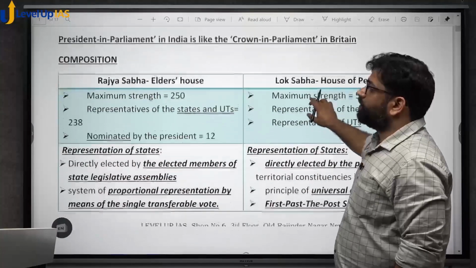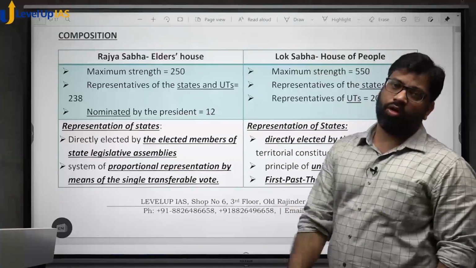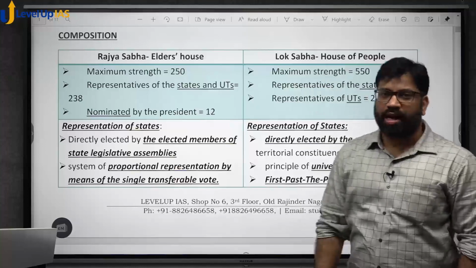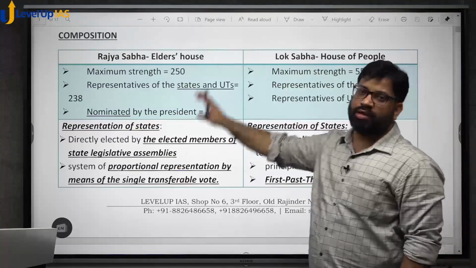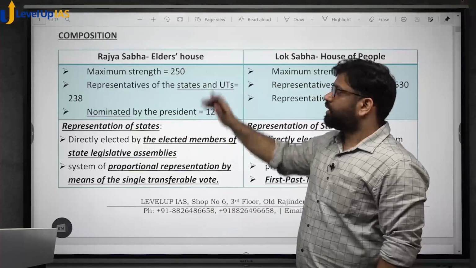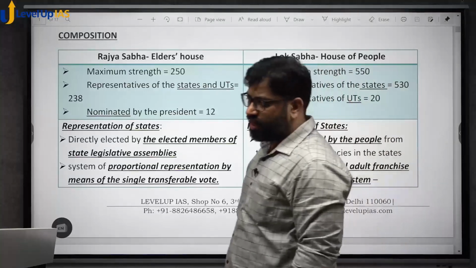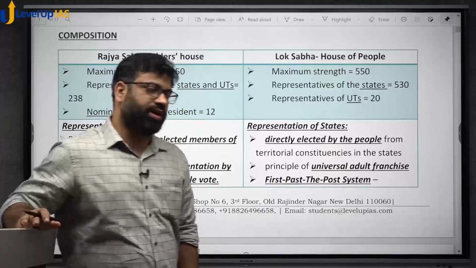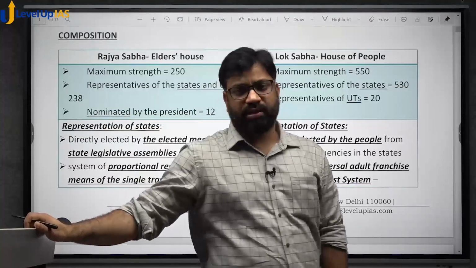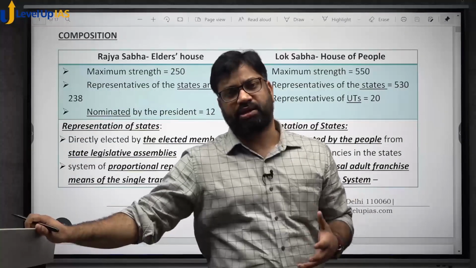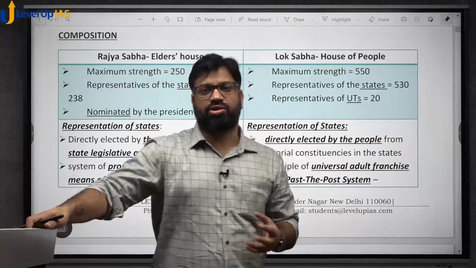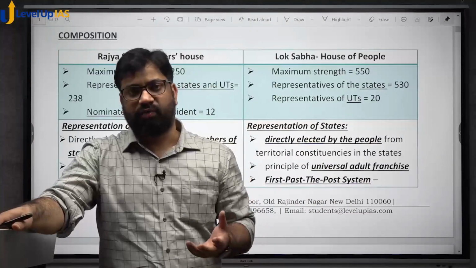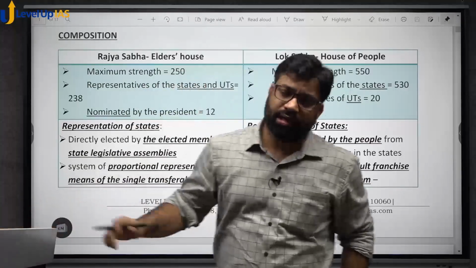Now, when we discuss the composition of the Rajya Sabha and Lok Sabha, let's take one house individually and discuss its composition. Okay, the Rajya Sabha, which is also called the elders' house, because its members are 5 years older compared to Lok Sabha, so that's why elder house. Other than that, the idea behind the Rajya Sabha was that it will stop hasty decisions and wise counsel will be provided by the Rajya Sabha.